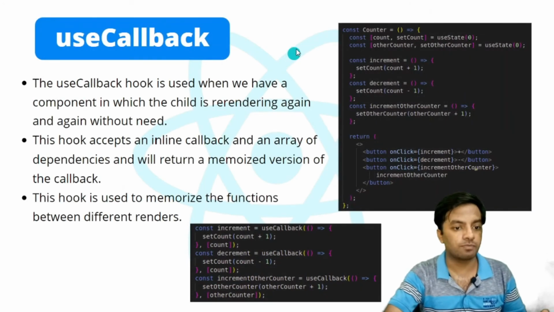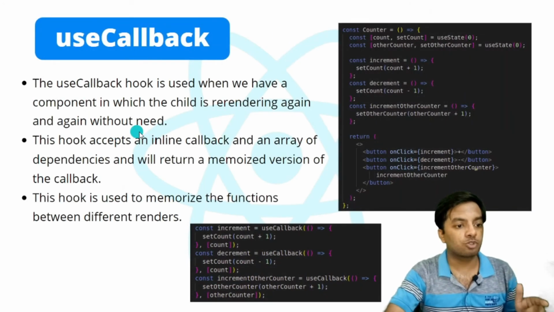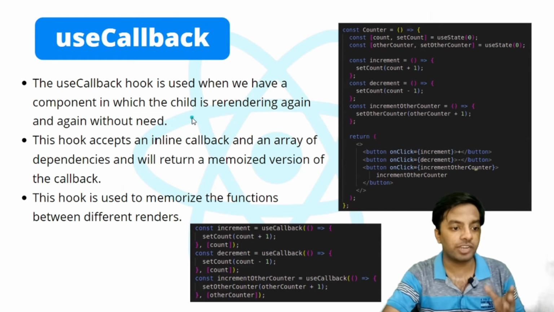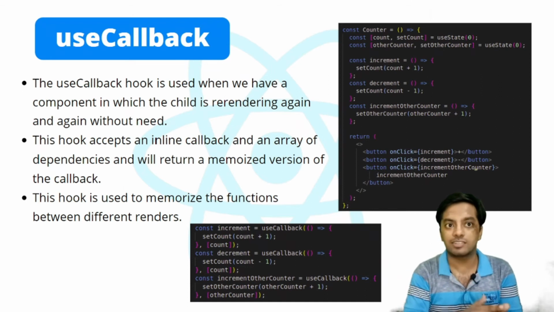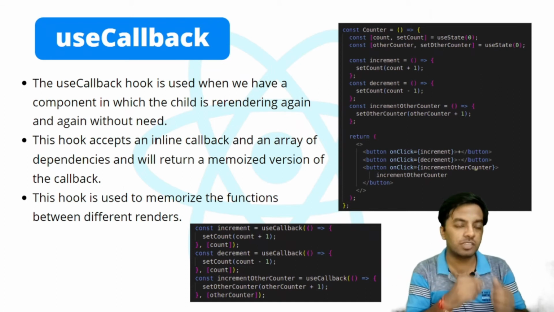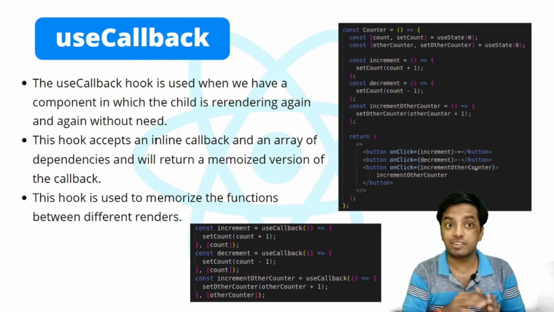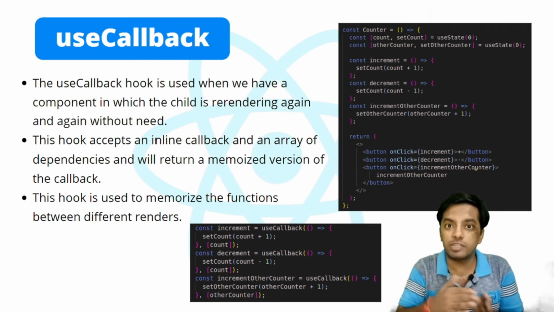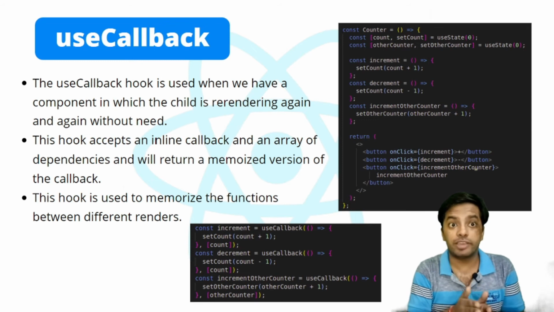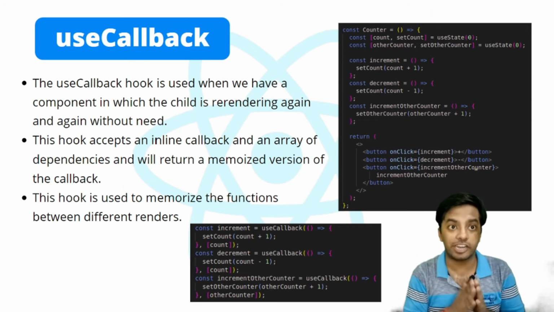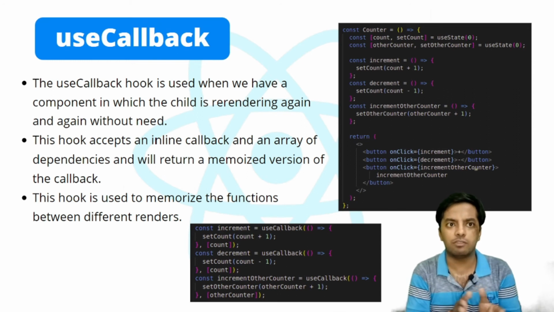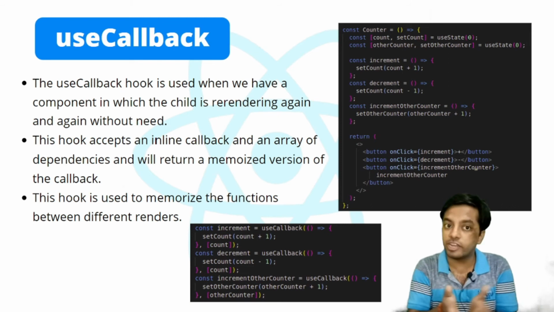Next is useCallback. So what is useCallback? The useCallback hook is used when we have a component in which the child is re-rendering again and again without the need. Let's say that there is a parent and it has a child nested inside it. Now if something changes in the parent which won't affect the child, then we don't need the child to be re-rendered. But the default behavior of React says that if the parent is re-rendered, then the child will also be re-rendered. But this re-rendering of the child was not useful, was not beneficial for us. It was just wastage of memory and time.